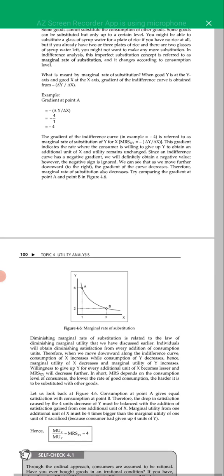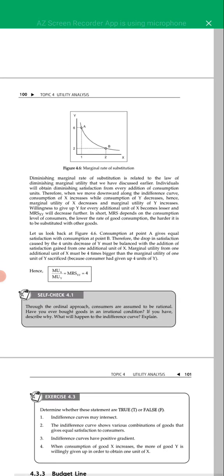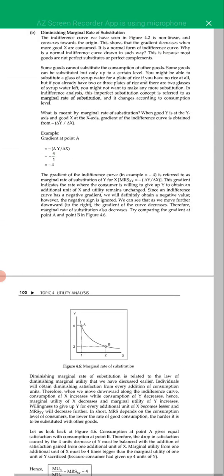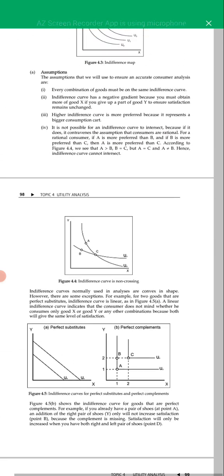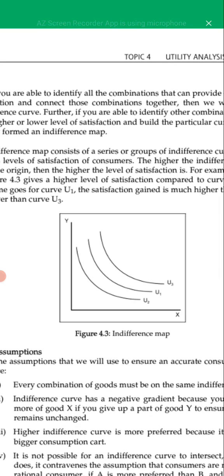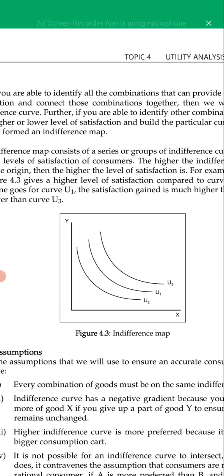So the marginal rate of substitution is the reason why indifference curves will have different shapes, like I said. So here, for example, this indifference curve that is here is called the convex indifference curve, convex to the origin. These ones have this shape because of diminishing marginal rate of substitution.